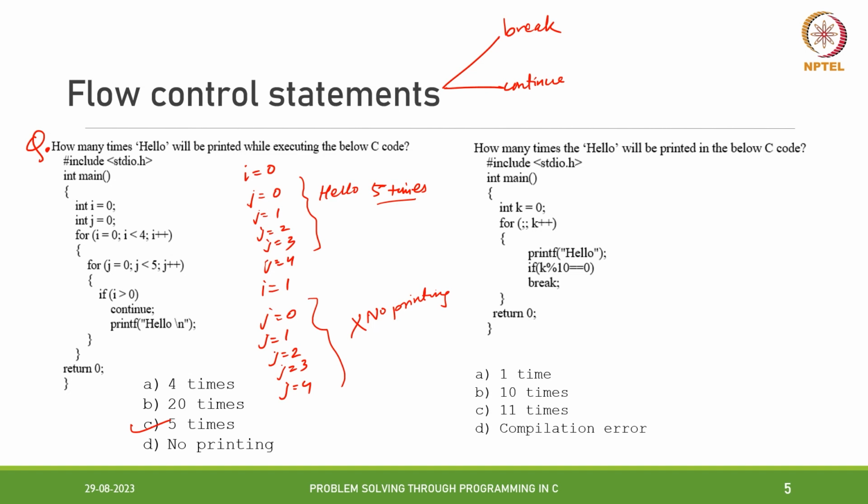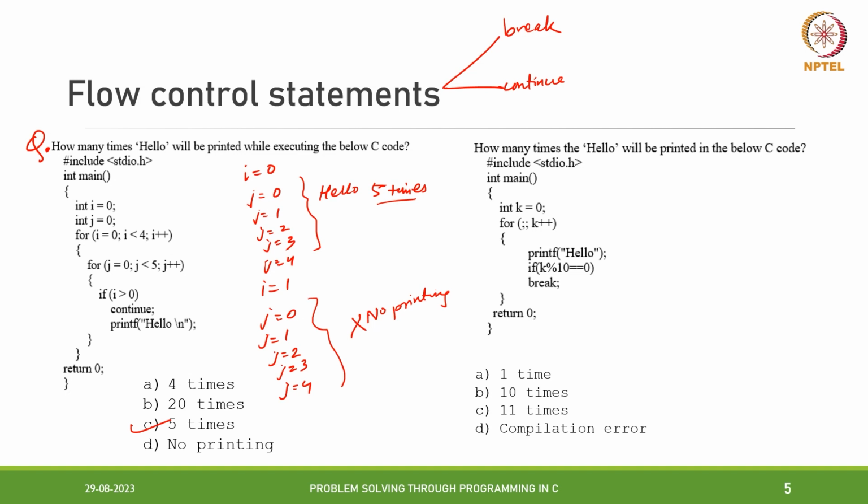What is the next iteration? j equals 1, so i equals 1, j equals 1. Again it will check the condition on i, true. Continue is executed, ignores the printf, goes to the next iteration. So i equals 1, j equals 2: again continue is executed, ignore printf. i equals 1, j equals 3: continue is executed, no printing. i equals 1, j equals 4: again the same.